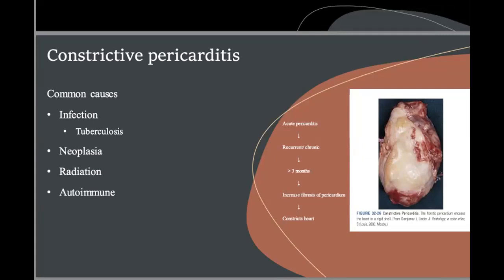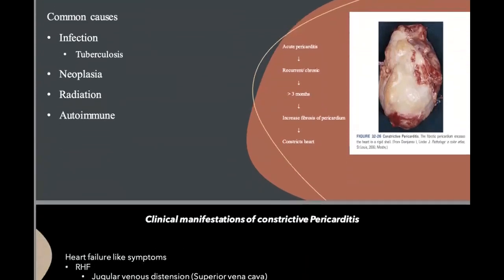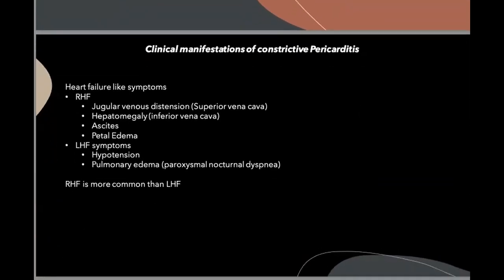Common causes will be infectious causes. So any causes that were relevant to pericarditis will be relevant to constrictive pericarditis. So just take those causes, and if they're more recurrent, or if they're more severe, then they will give us constrictive pericarditis. But in case of infection, tuberculosis will be the most common one. And then, as we mentioned before, neoplasia, radiation, and autoimmune diseases.